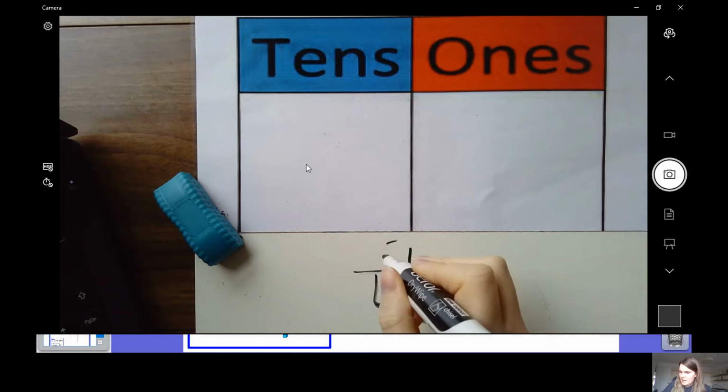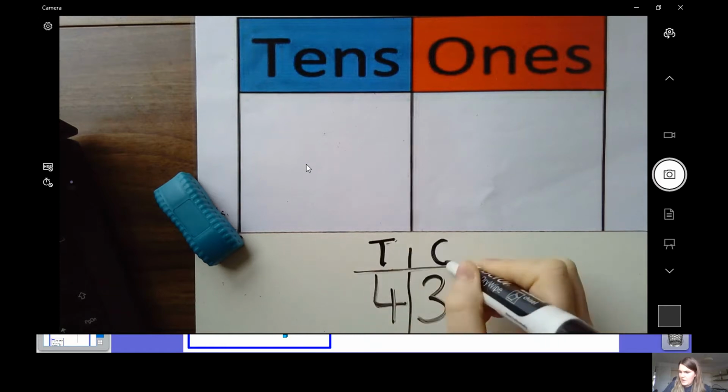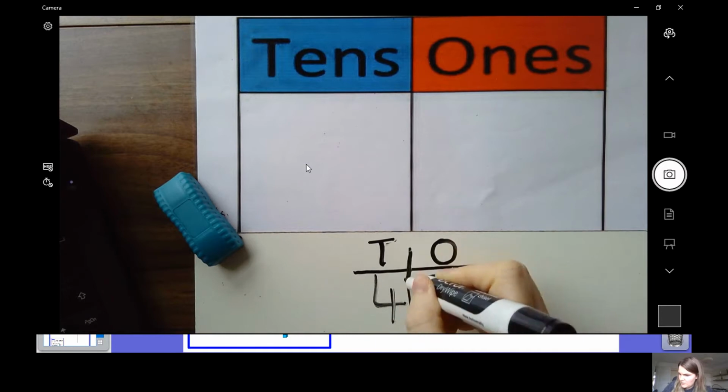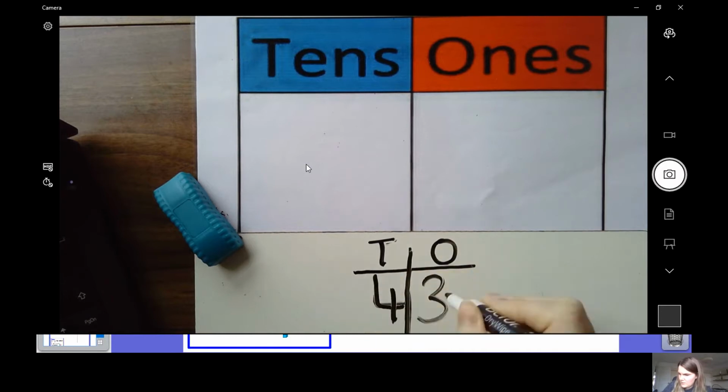And I can put it into a little bit of a chart. So how many tens have I got? And how many ones do I have? Oh, it's very difficult to see that number. Sorry, everyone. There we go. That's much clearer. How many tens do I have and how many ones do I have? You think I have 4 tens. How do you think I have 4 tens? Because my 4 is in the tens column.